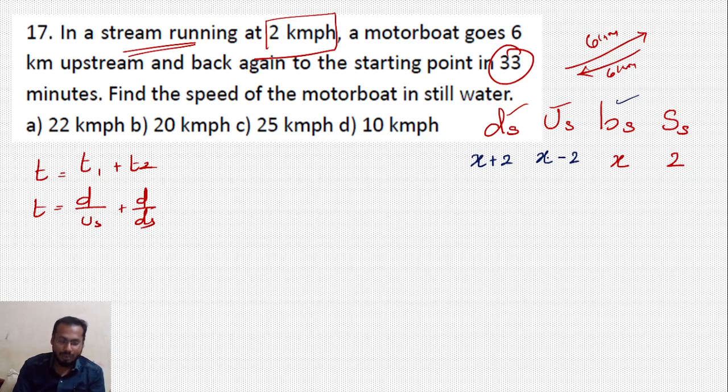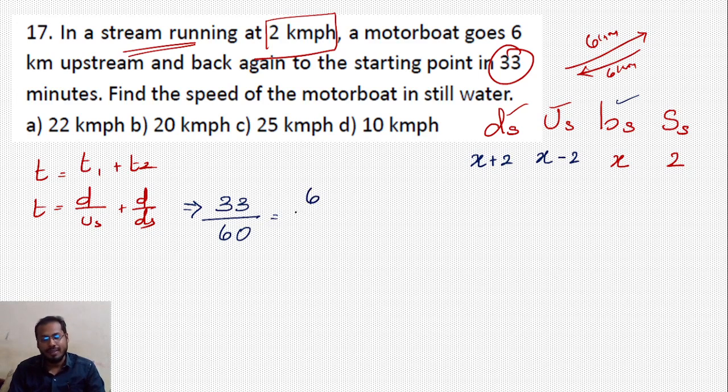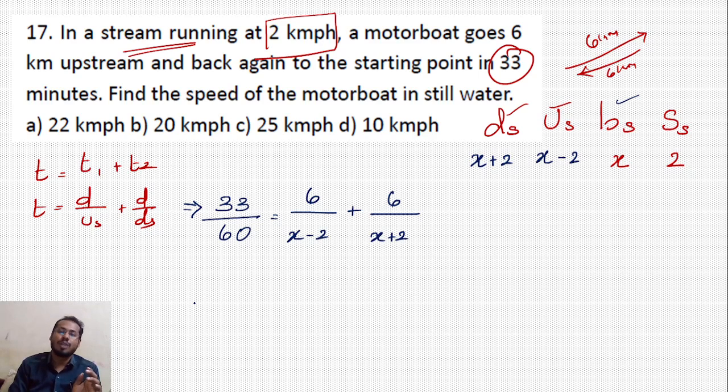Okay, right, so now we're going to solve this in this equation. Look at this. First, let's write time, which is 33 minutes. So I'm going to convert it to 33 over 60, right? What is the distance? 6 kilometers. Us speed is x minus 2, right? And plus the next one, same 6 kilometers traveled at x plus 2 speed. So this is the concept you're going to solve this with. Okay, right, next step.